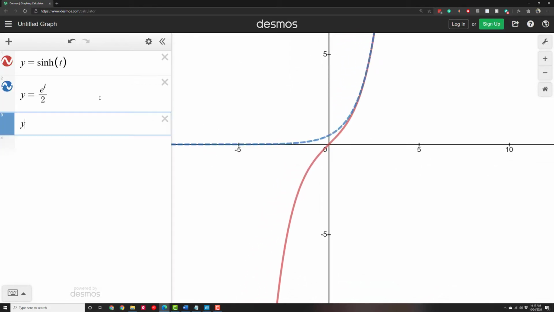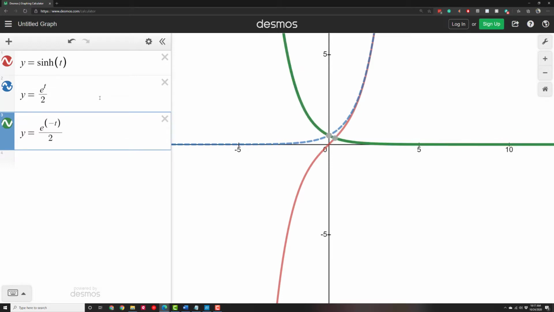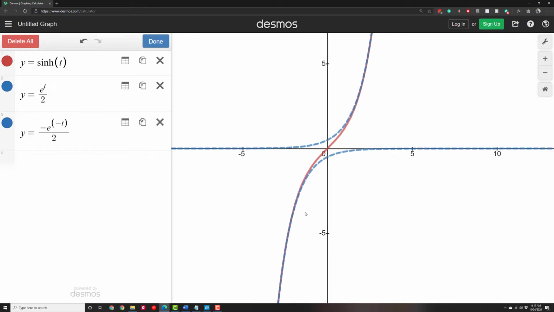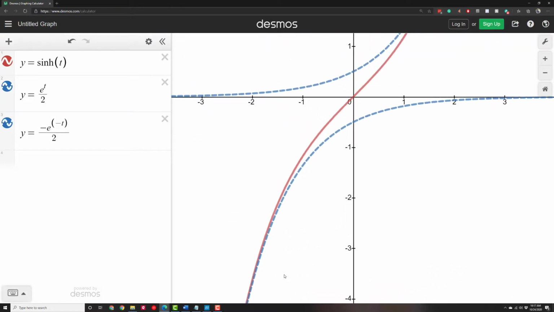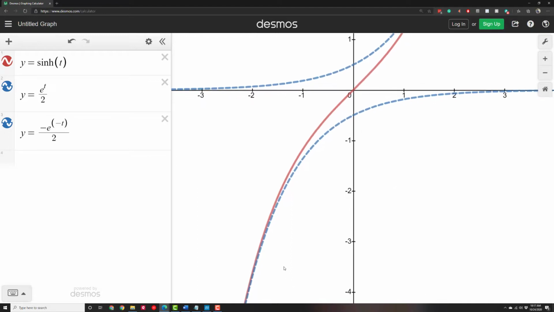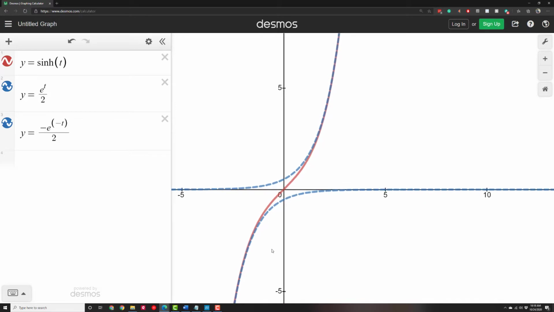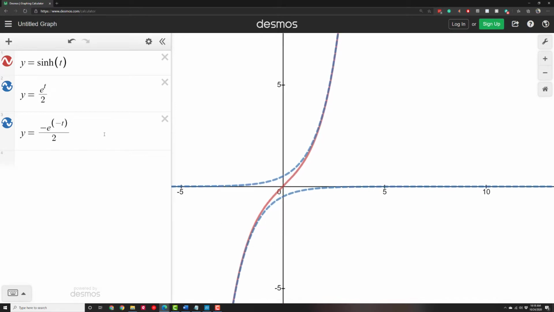And to the left, it should look like e to the negative t, again, over 2. I'm sorry, and it's a minus because it's a sinh. So it's a minus e to the negative t. And let me make this colorful again. I'll make this blue and dot dashed. Notice to the left, it looks like that negative e to the negative t over 2. These are the guidelines to graphing, actually, for the sinh.